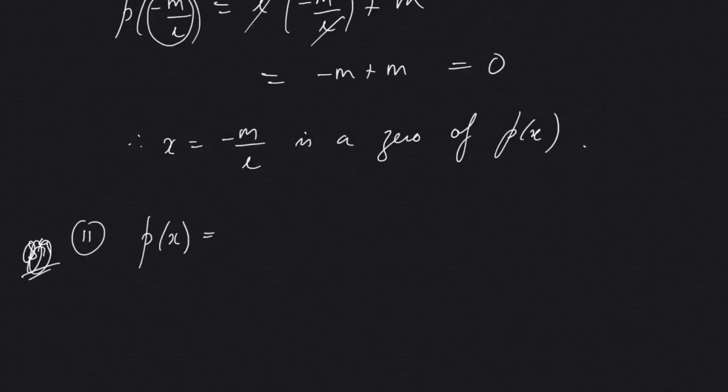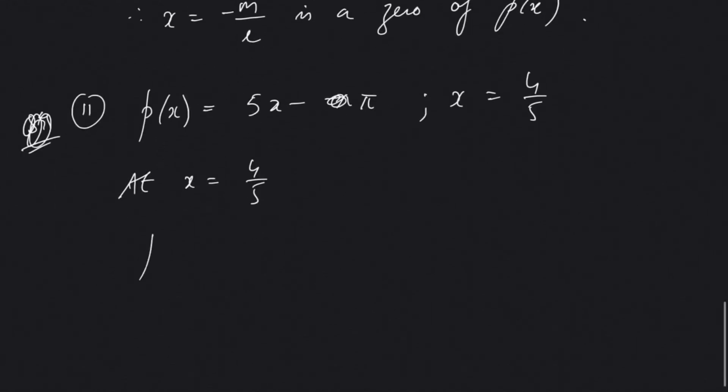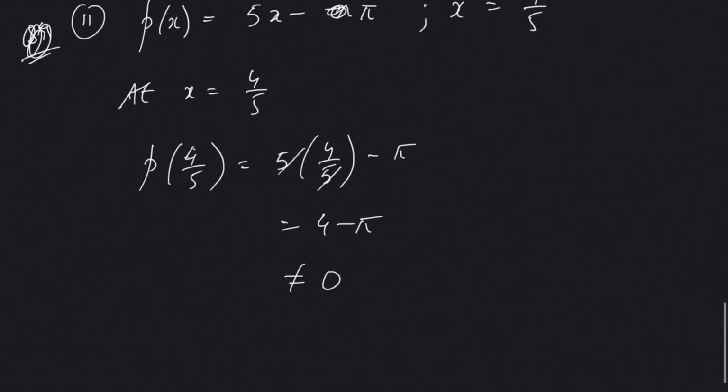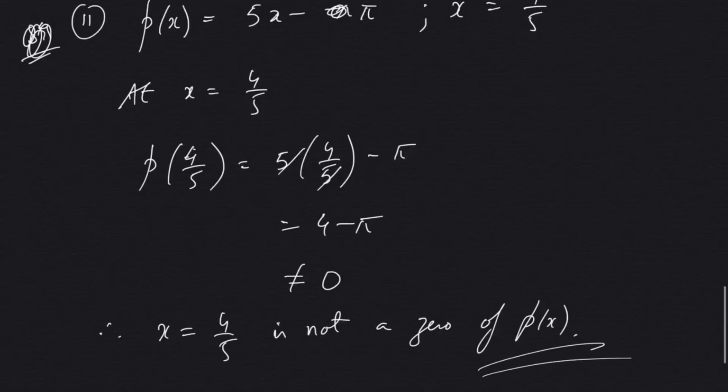Our p(x) is given as 5x - pi. You have to check whether x = 4/5 is a 0 or not. So let's find out p(4/5). So 5 into 4/5 minus pi. So 5 cancels, we have 4 - pi. Now 4 - pi will never be equal to 0. So therefore x = 4/5 is not a 0 of our given polynomial.